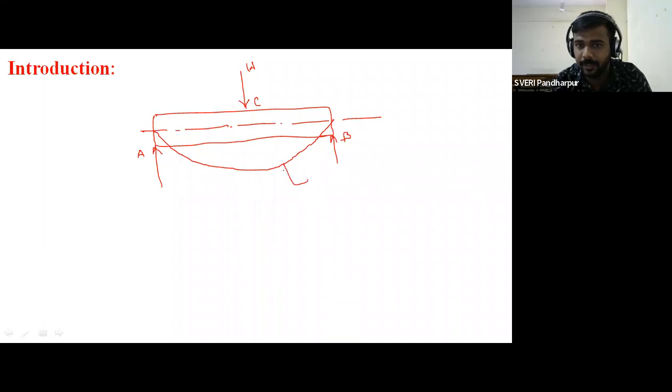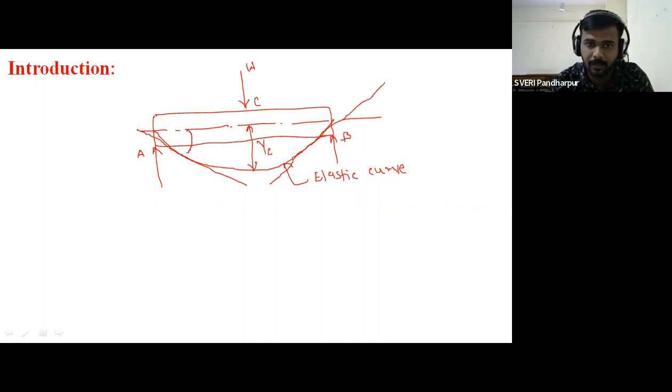This bending is called an elastic curve. Simultaneously you can also draw this particular figure. So this is YC. At the center point I have represented the vertical distance YC. This is a tangent line. This is also a tangent line. So this is theta A, theta B. These are the 2 tangent lines I have drawn, and this is the tangent point.